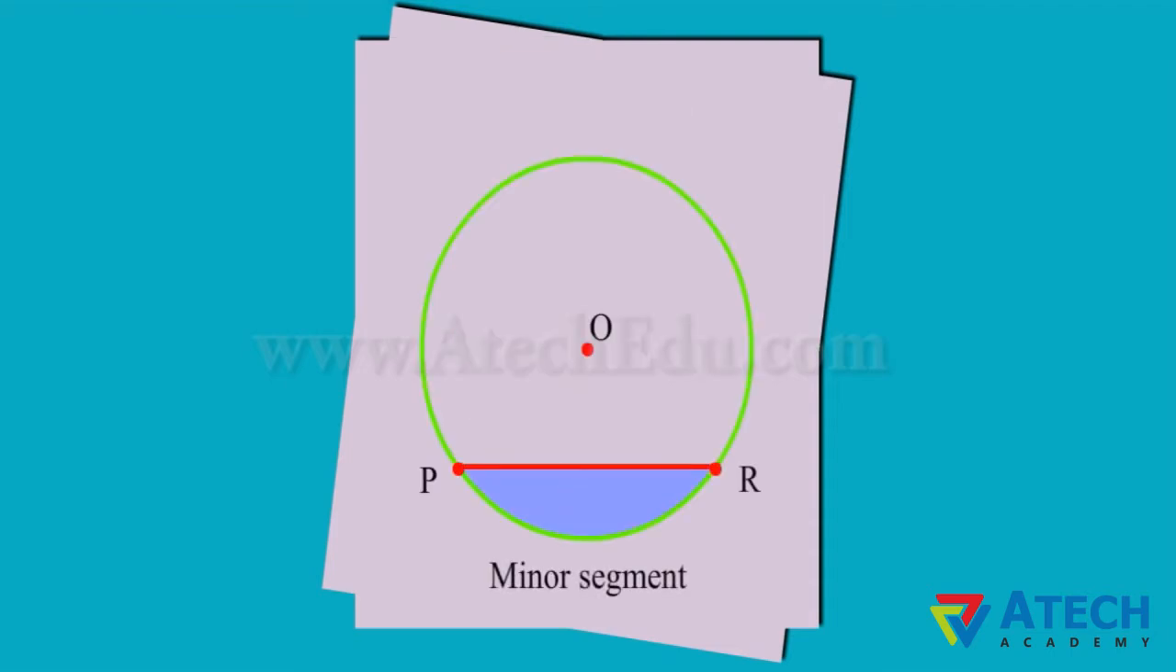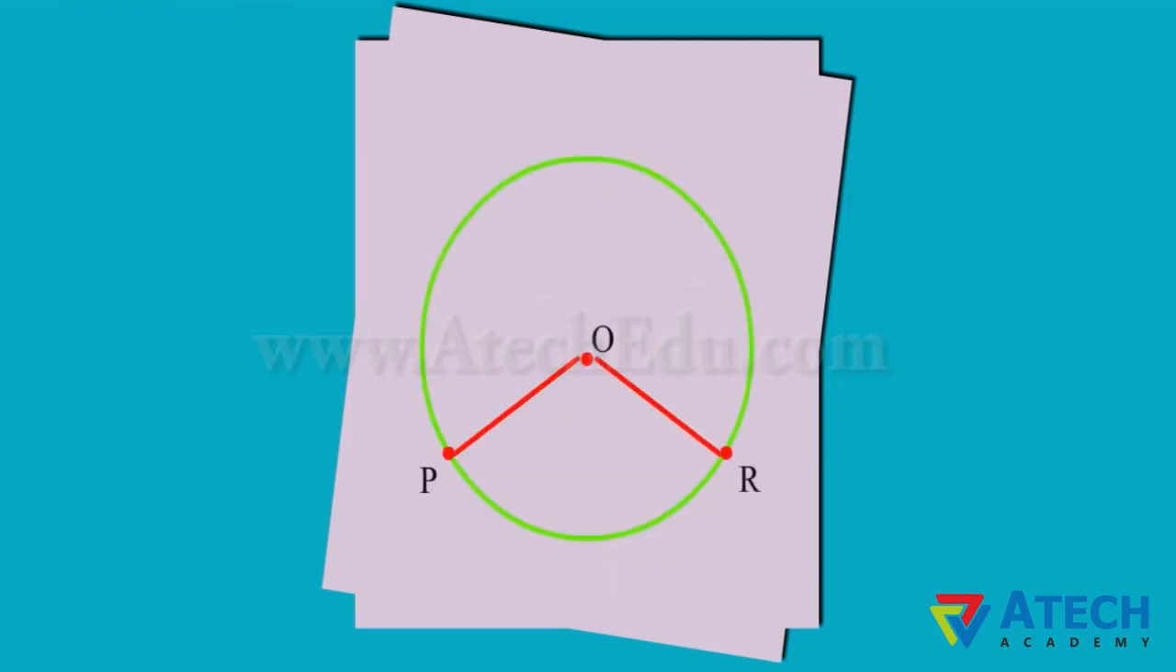Major segment for major arc and minor segment for minor arc. Similarly, the region between the center and the arc is called the sector of the circle, and again, depending upon the arc, it is divided into major and minor sectors.